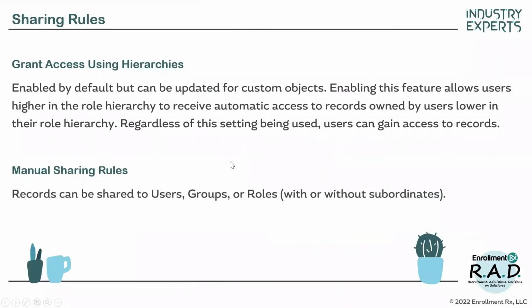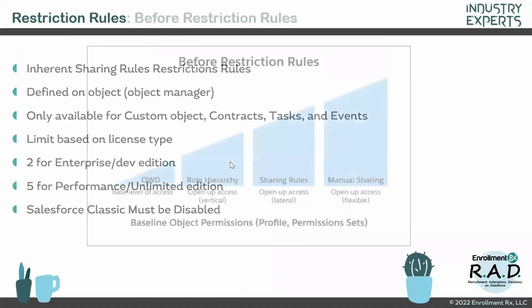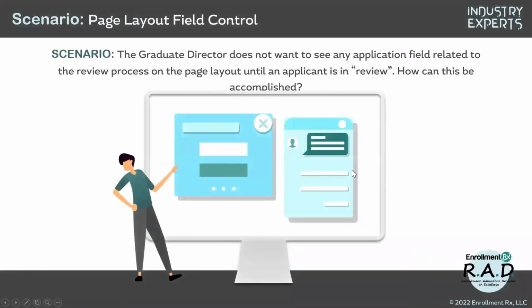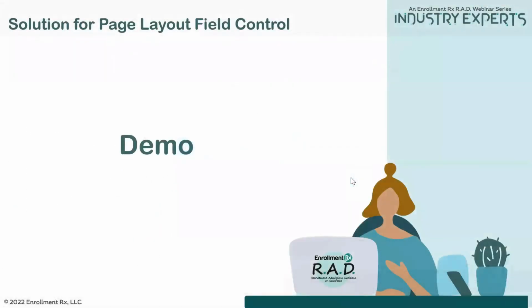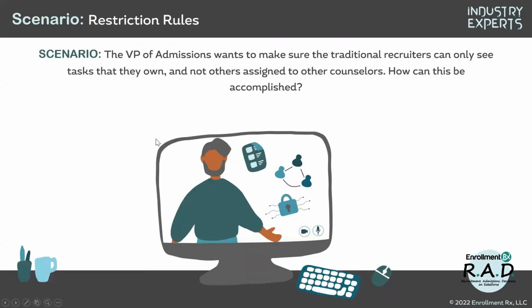So let's just get back to where I was real quick. It's going to be related to restriction rules. We talked about restriction rules a little bit earlier. The VP of admissions wants to make sure all the traditional recruiters can see only tasks that they own. So in this example, a recruiter needs access to a task object.